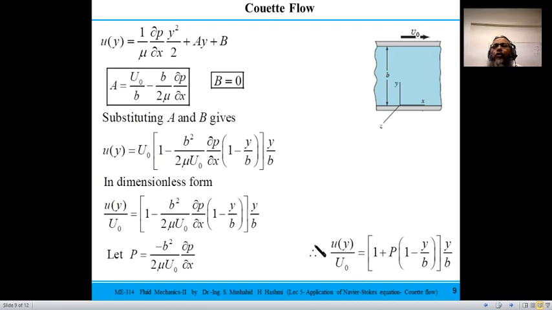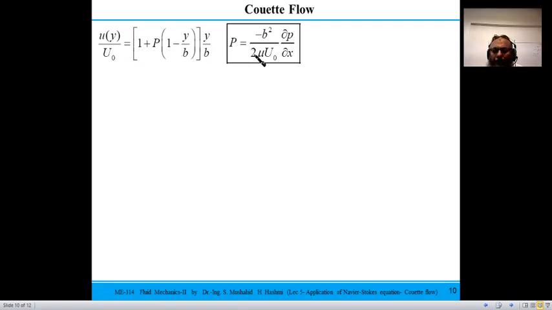So this velocity profile looks like u over u naught equals y over b plus P times y over b times 1 minus y over b. This would be a much simpler form of the equation, which represents the velocity variation that takes place in the y direction. So what we learned is that the magnitude of the velocity depends on this parameter P, and this parameter P depends on the width between the two plates b, the velocity of the top plate, and the pressure gradient that is present in the x direction. So the more the pressure gradient, the more the value of P. Okay, let's see its solution.